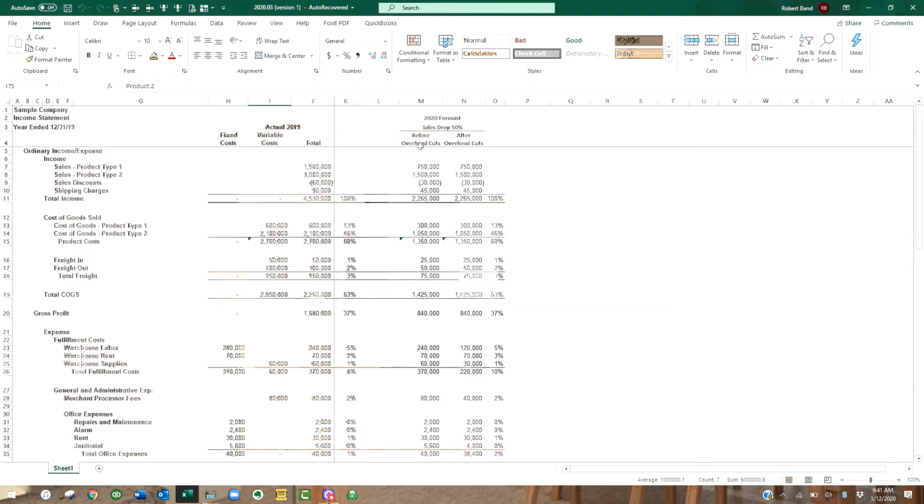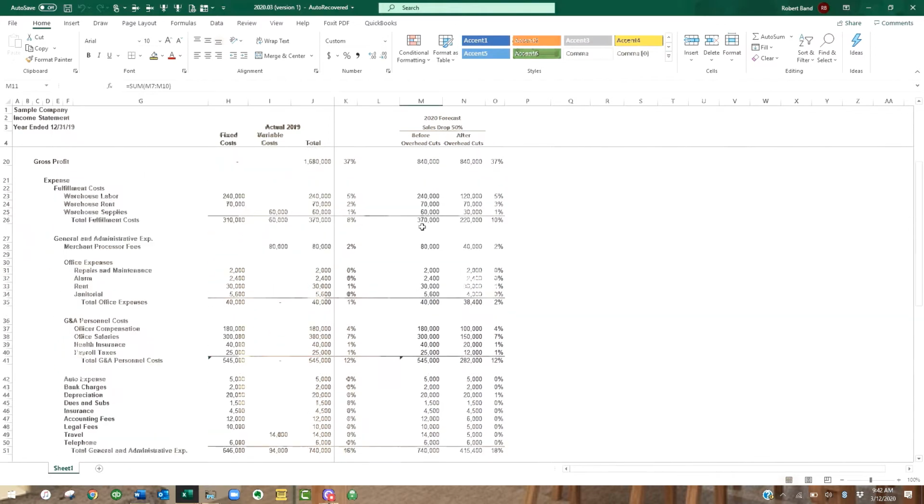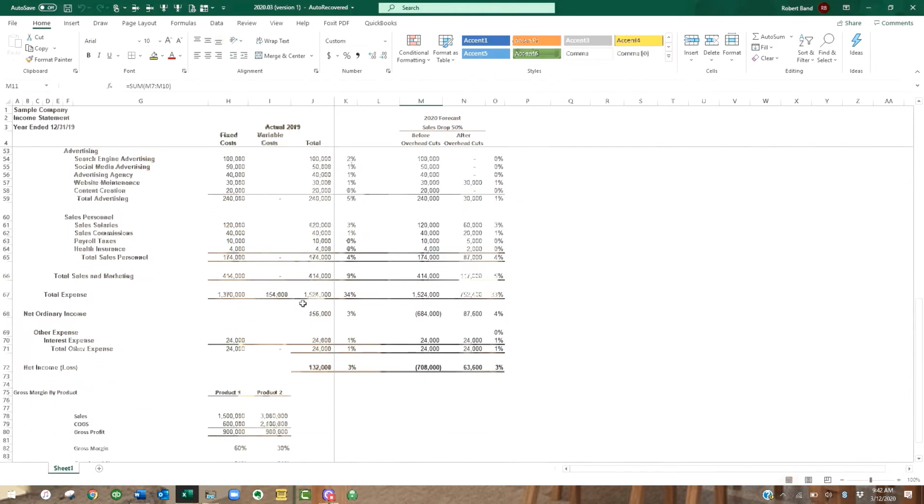Now, let's look over here. This is a 2020 forecast with an assumed sales drop of 50%. This is what it looks like with half of the sales. Last year we did 4.5. This year, let's assume it goes in half. But this is before overhead cuts. So if sales drop in half and there's no change to overhead, it was $1.5 million last year, and let's assume it's the same this year, then the company's going to go from a $132,000 profit to a $700,000 loss unless it cuts its overhead.